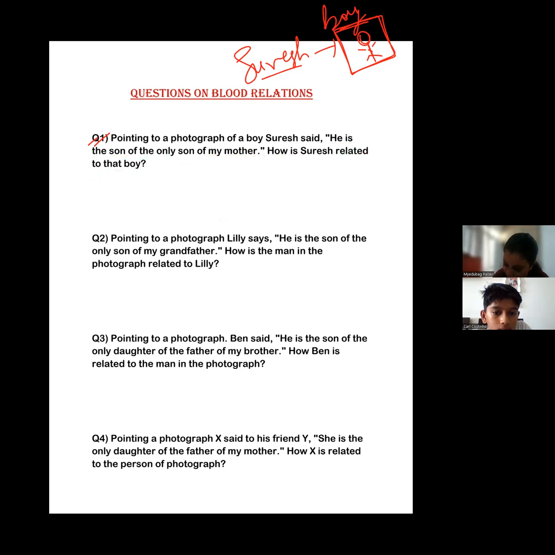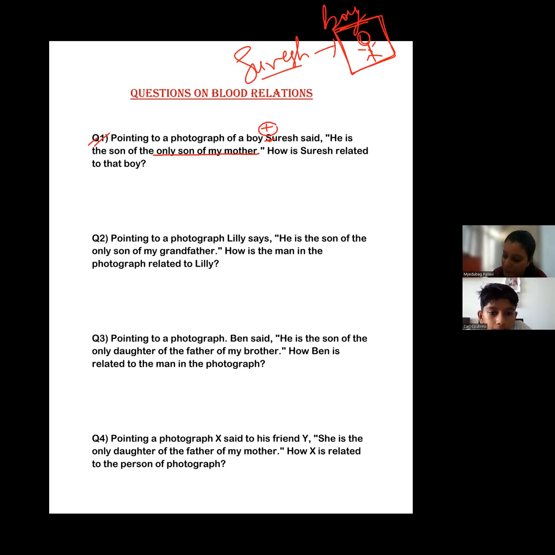Suresh said that he is the son of the only son of my mother. So we are assuming Suresh now. Although it is not mentioned whether Suresh is a boy or a girl, we should not assume it, but if you don't assume it, the answer will be can't be determined. So let us say that it is given in the question that Suresh is a boy only.